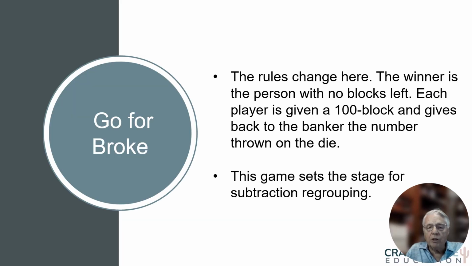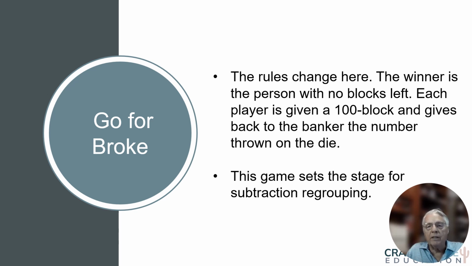The rules change when you play Go for Broke. Instead of racing to get to the 100, you're racing to have nothing left. You give each player a 100 block, and whatever they roll, they have to give it back to the banker. Say each player has a 100 block and they roll 8. Well, they have to give the banker the 100 block. The banker gives them 10 tens.